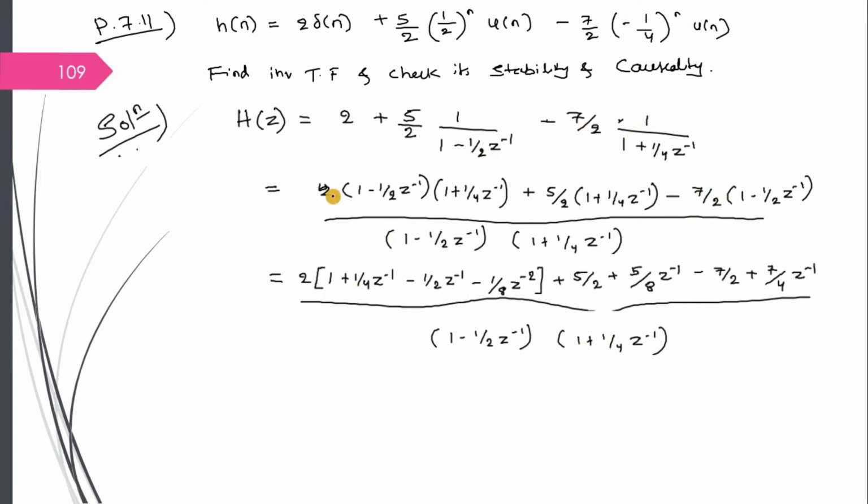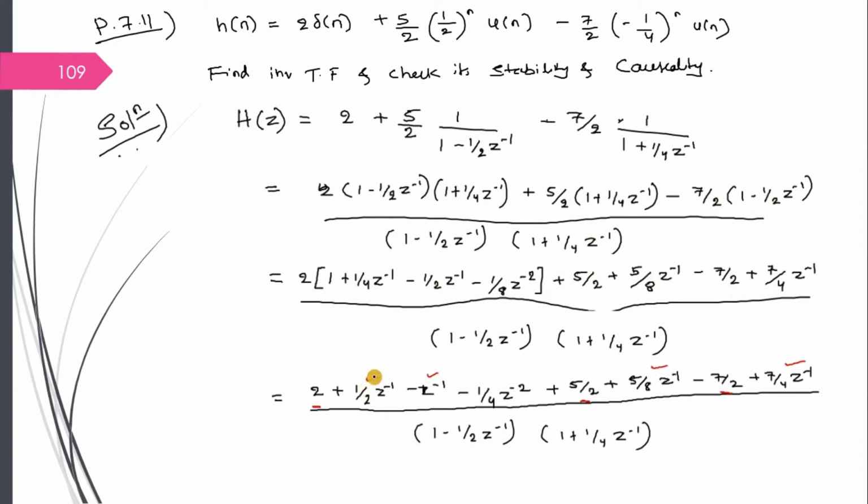Next, the denominator as it is here. 2 is kept out, so the rest of the things I'll solve. I open the bracket, I get 1 plus 1 by 4 z inverse, and so on. Opening this bracket, 5 by 2 plus 2 4s are 8, 5 by 8 z inverse, minus 7 by 2 plus, minus into minus plus 7 by 4 z inverse. Now I mark the similar terms, like 2 by 4 is 1 by 2 z inverse. So I have ticked the z inverse components here, and the constants I have marked in this fashion. 5 by 2 minus 7 by 2, the denominators are the same. So 5 minus 7 is minus 2. Minus 2 divided by 2 is minus 1.